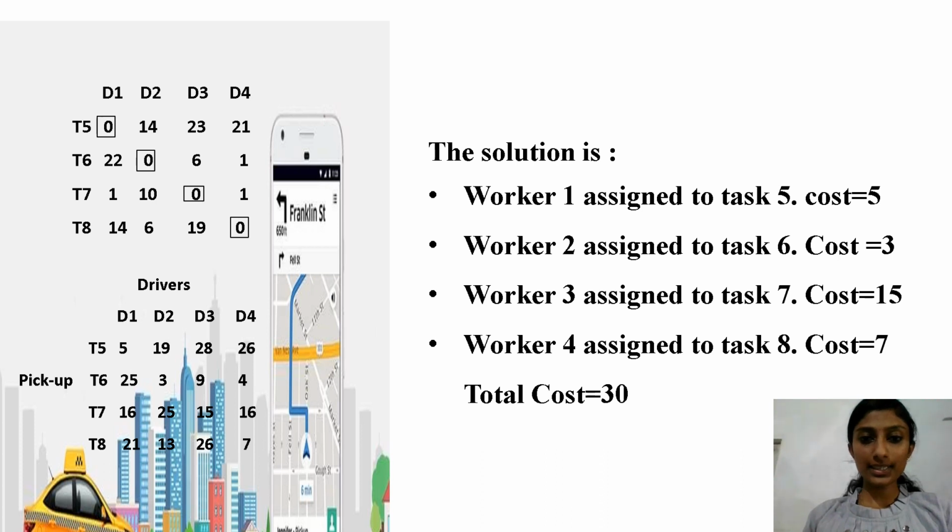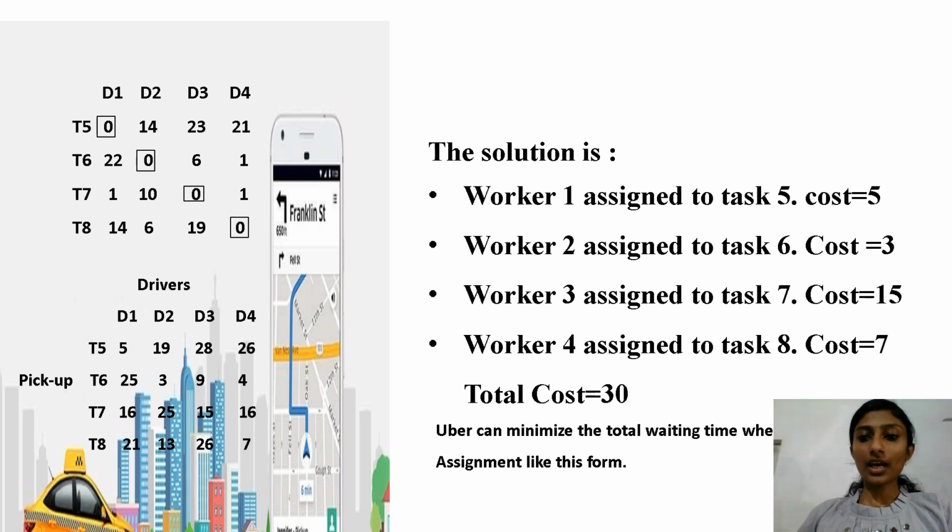The solution is worker 1 assigned to task 5. This is worker 1. This is task 5. Worker 1 is assigned to task 5 at the cost of 5, and worker 2 is assigned to task 6 at the cost of 3. Like that, worker 3 is assigned to task 7 at cost 15, and worker 4 is assigned to task 8 at cost 7. And the total cost is 30. So we found the solution.